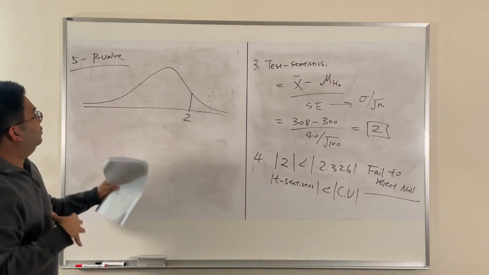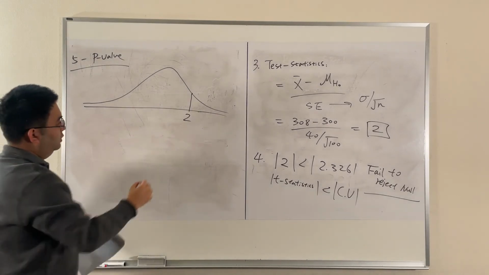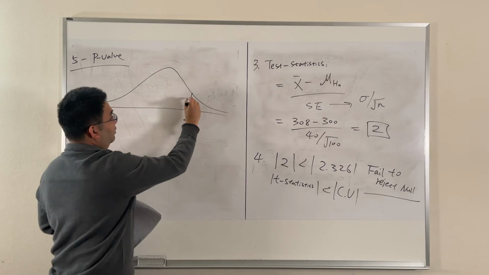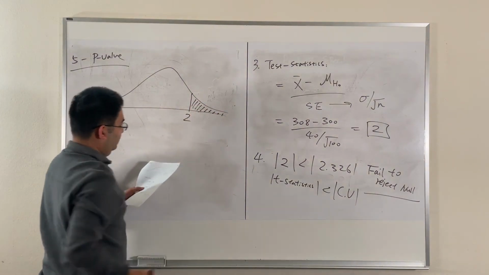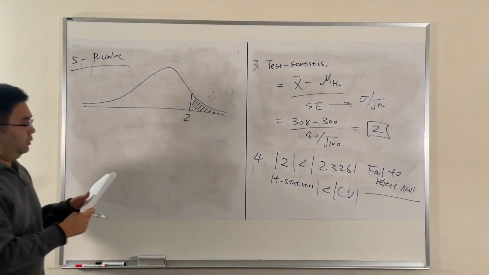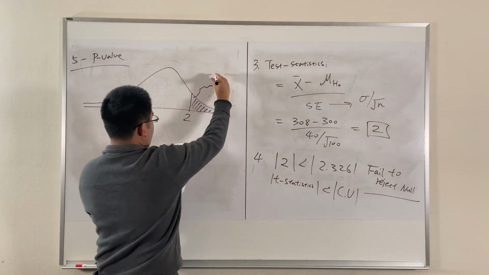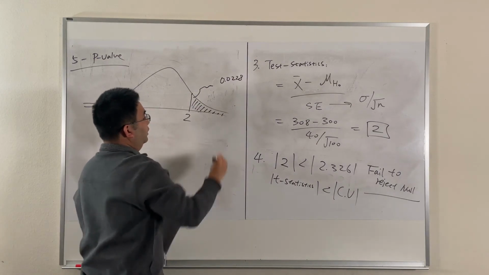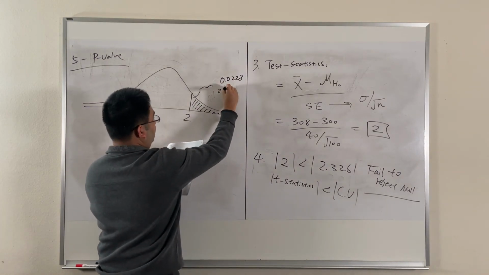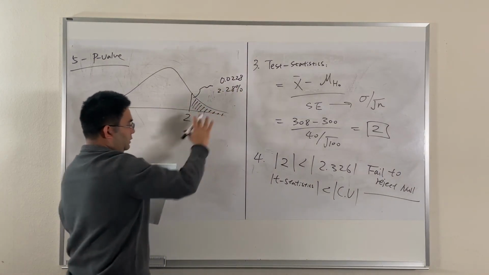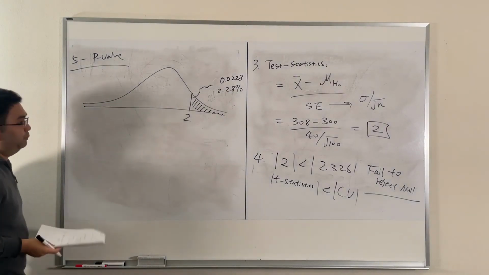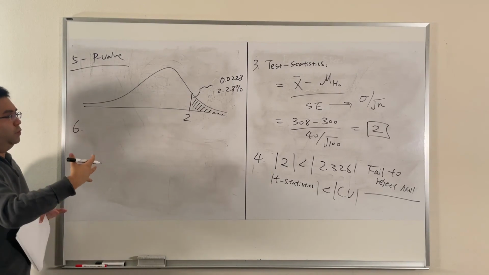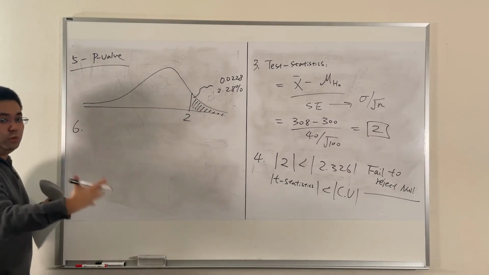But what we're doing now to find the p-value is the opposite, because we know the test statistics, and we can use the Z table to find the area here. Okay, and when you use your Z table, this is 0.0228, or 2.28%. Okay, that's the area.